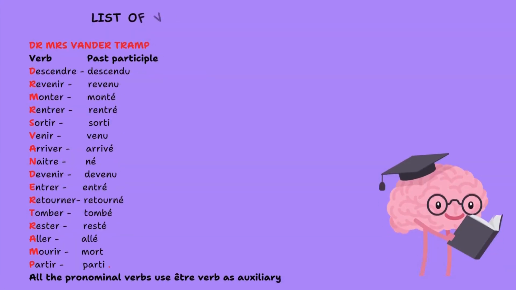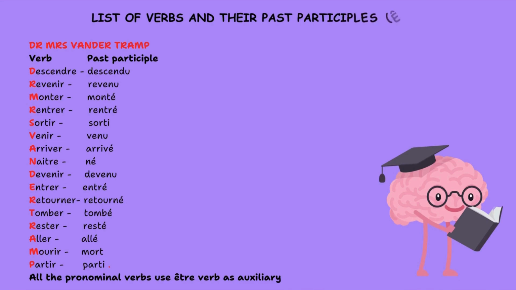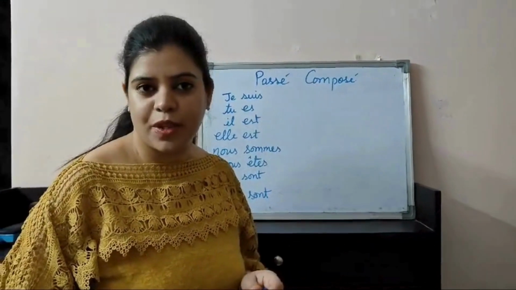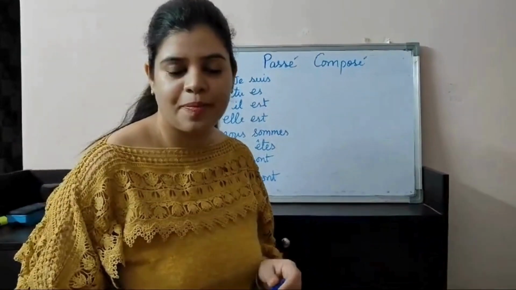Let's see the list. Here's a list of verbs along with their past participles, which use être as auxiliary. You can learn the acronym Dr. Mrs. Vandertramp to learn the same. Also note that all the pronominal verbs use être as auxiliary. Now we have the list of the être verbs, so let's see the formation.